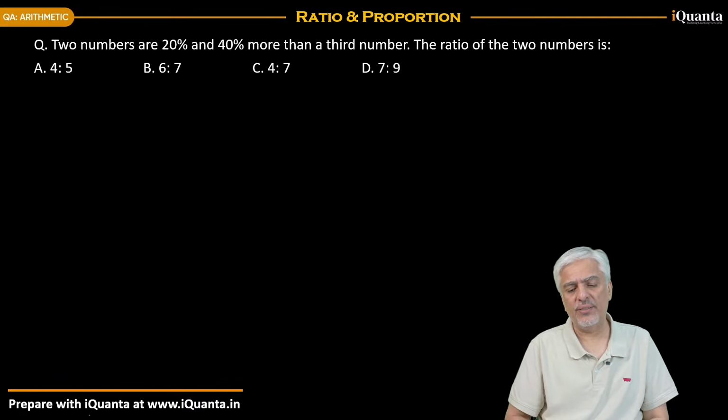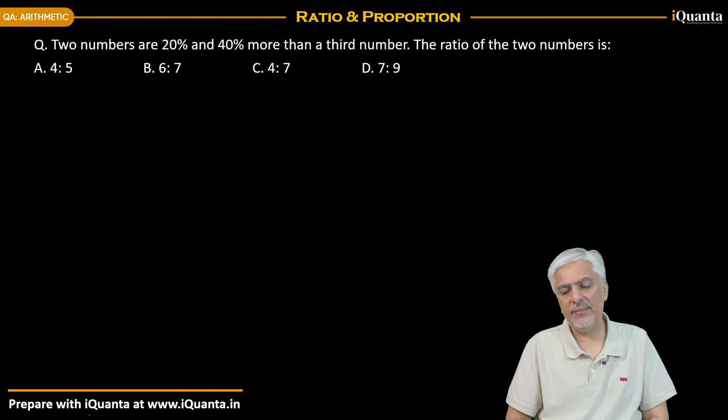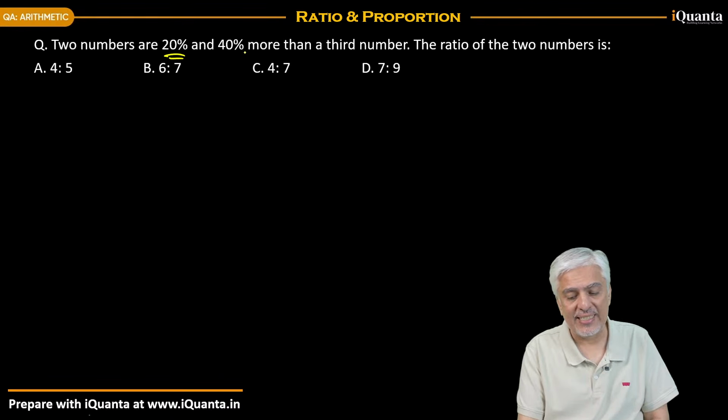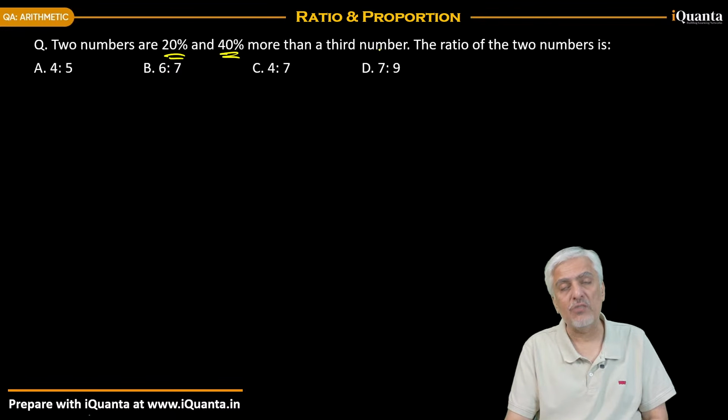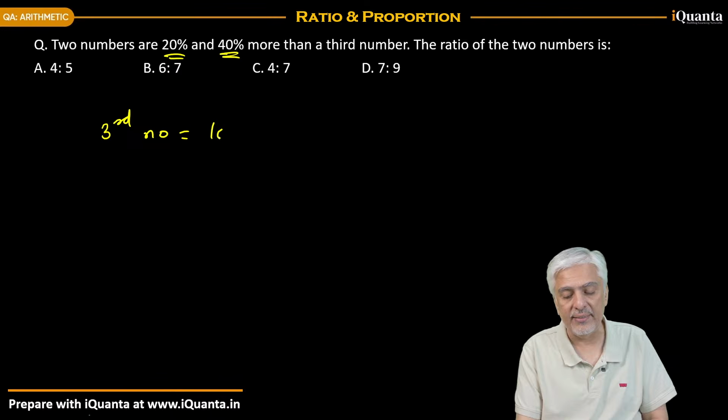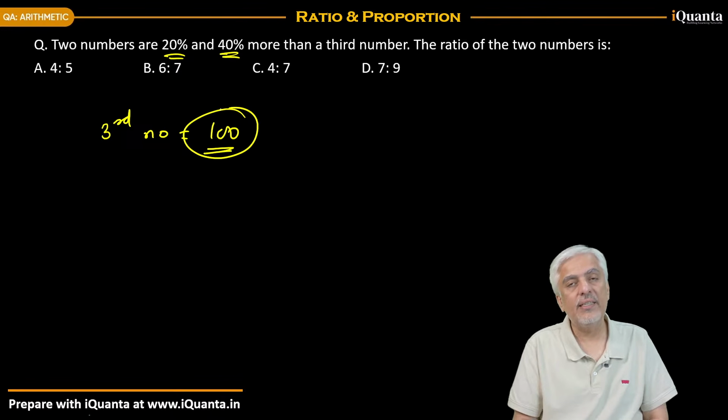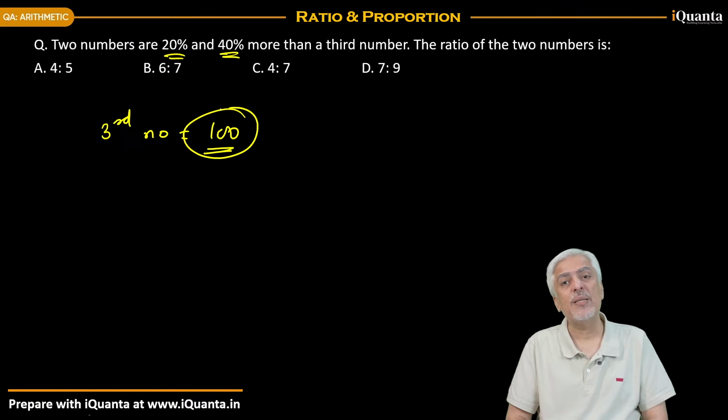Very straightforward question. Here the numbers are very nice. Two numbers are 20% and 40% more than a third number. So what I would do in this case, let the third number be 100. This is more of a percentage question.